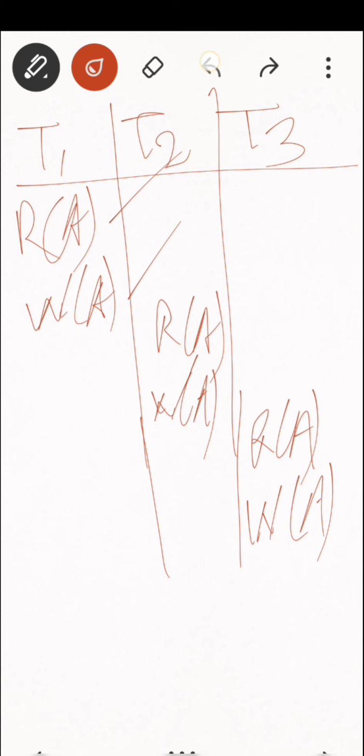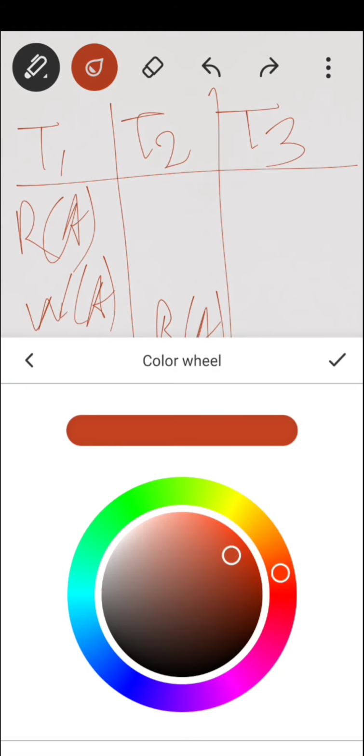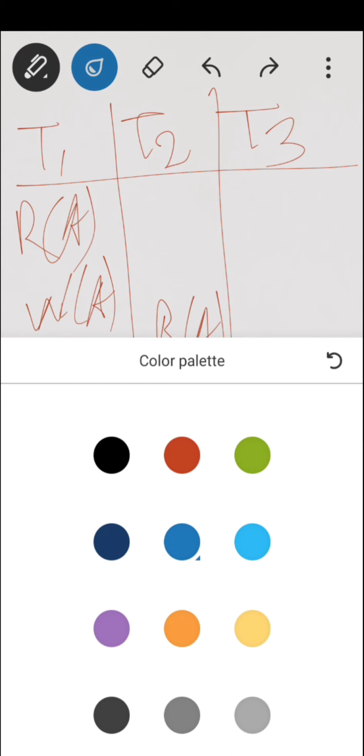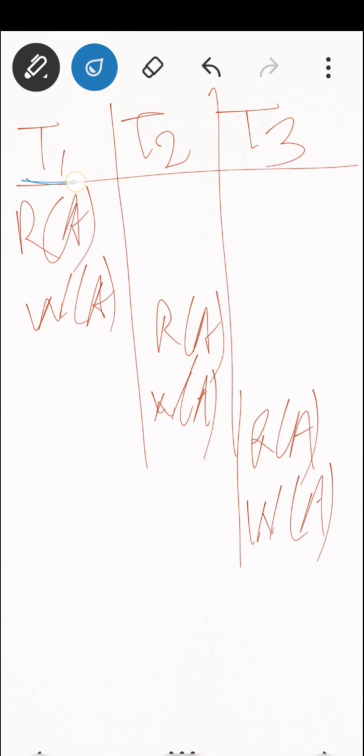Suppose I am running this particular transaction. If I am talking about the transaction T1, in T1 I am reading the value of A, and I am writing the value of A after performing some operation, might be anything. Suppose this has been executed, this has been executed, and this has been executed.